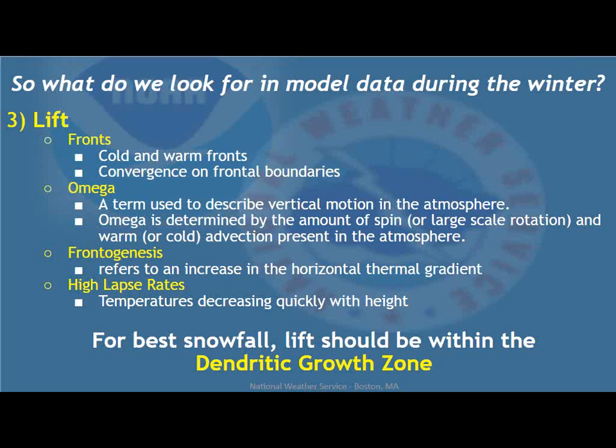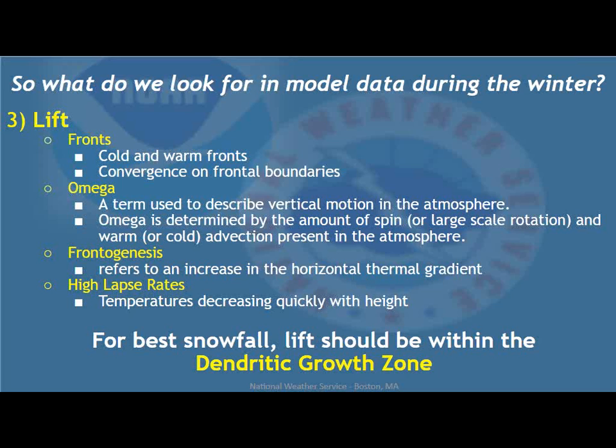Sometimes you can get a coastal front, and our friends in Plymouth County and the Cape can attest to that plays a big role. The other thing is omega, and basically it can be loosely defined as the spin in the atmosphere. A negative value represents upward rising motion of air, and ideally you want to see about 20 units of omega, so that's minus 20 units.